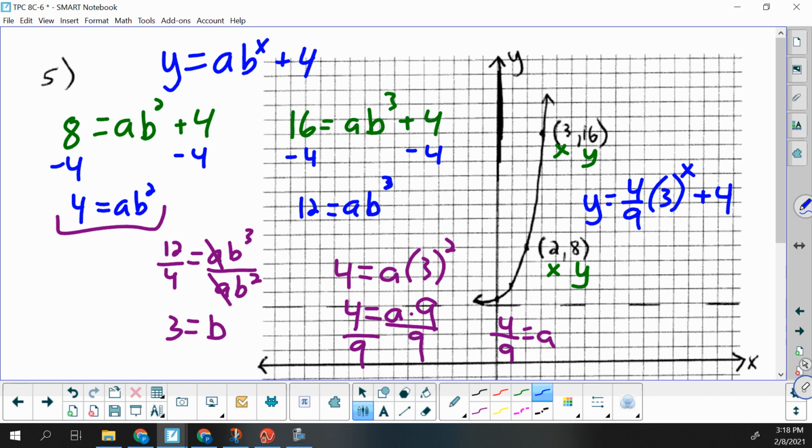We would say that's either multiply the y's by 4/9, or you can say vertical compression by a factor of 4/9, and then you have a shift up 4 with the plus 4 on the end.